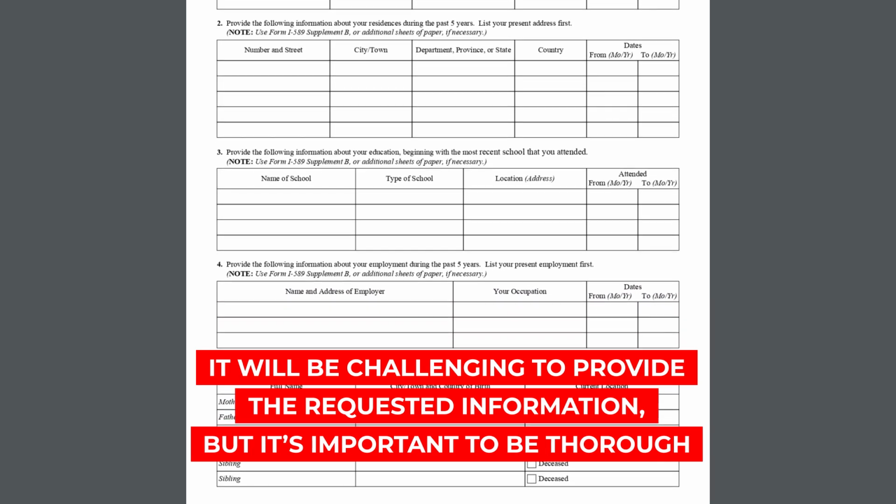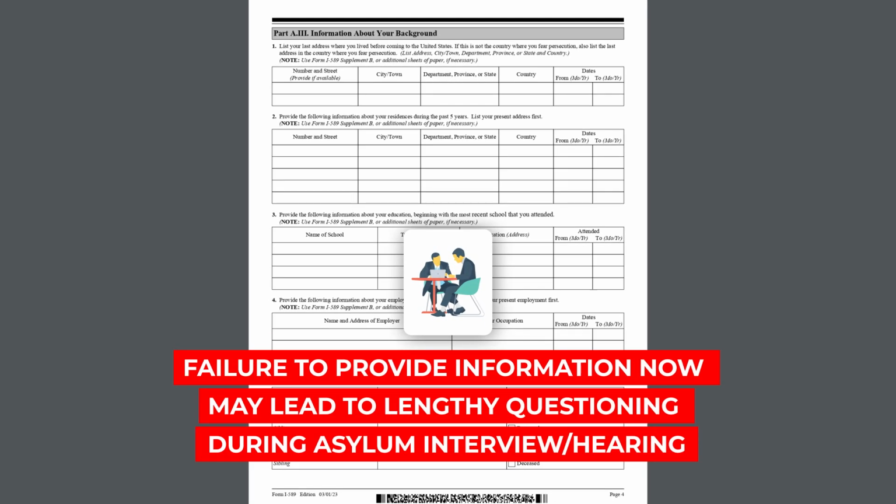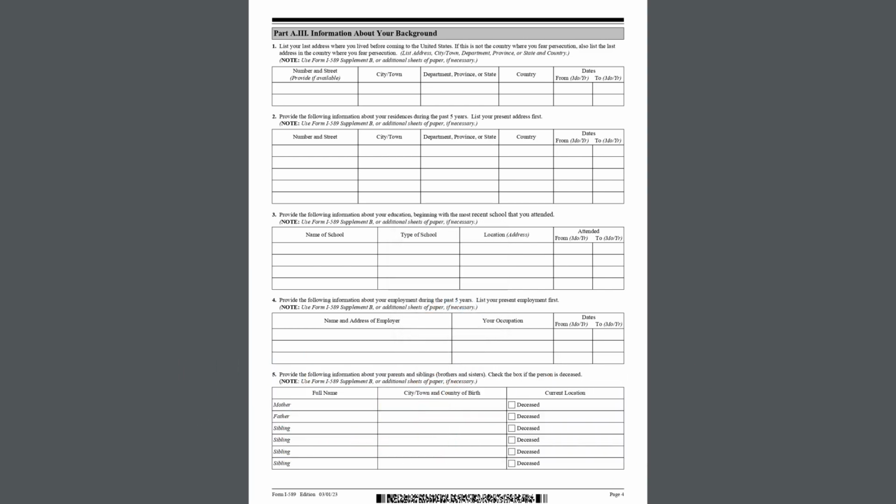It's important, though, to be thorough and do this right. If you don't provide this information now, in your application, the asylum officer or judge may ask you to provide it at your asylum interview or hearing, and that process can take well over an hour. It really annoys the officer or judge. That's not how you want to get your case started, okay? So let's begin with number 1.